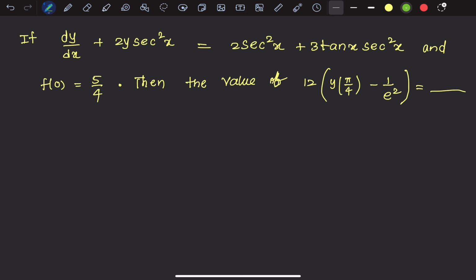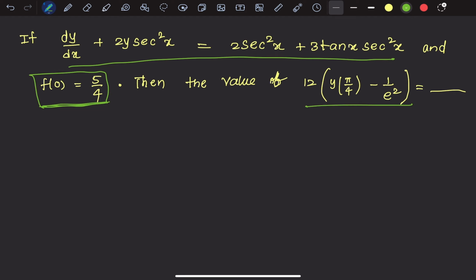So let us move to the next question. This question is from the differential equations. So you have this particular differential equation given, and the initial value is also given. f of 0 is 5 by 4, and you have to find out this particular value.